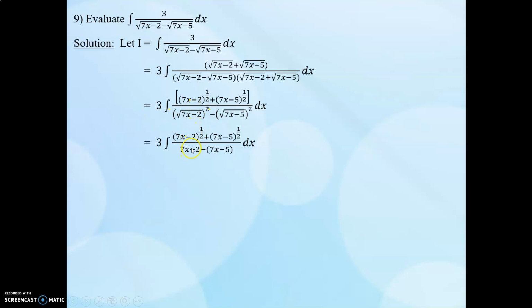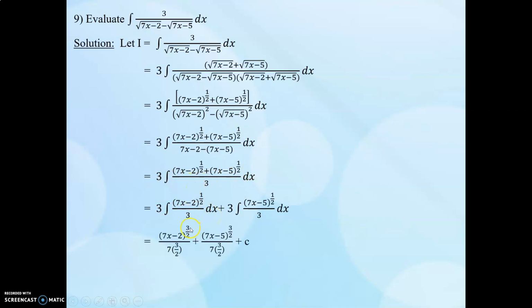So 3 into this squaring, so 7x minus 2 minus 7x minus 5 it will come. So 3 into integral 7x minus 2 whole raised to 1 upon 2 plus this one, numerator as it is, and denominator 7x minus 7x will cancel, minus 2 minus into minus plus, so minus 2 plus 5 is 3. Now in the next step, if you want, you can cancel 3. I didn't cancel here, so I separated the numerator, then 3 cancelled in both the cases in first term and second term. So it will become 7x minus 2 whole raised to 3 upon 2 upon 7 into 3 upon 2 plus 7x minus 5 whole raised to 3 upon 2 upon 7 into 3 upon 2 plus c.